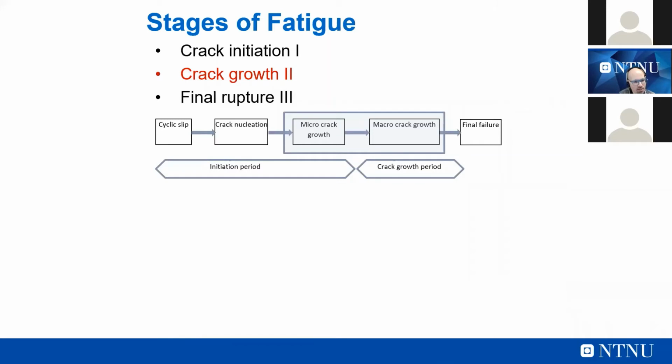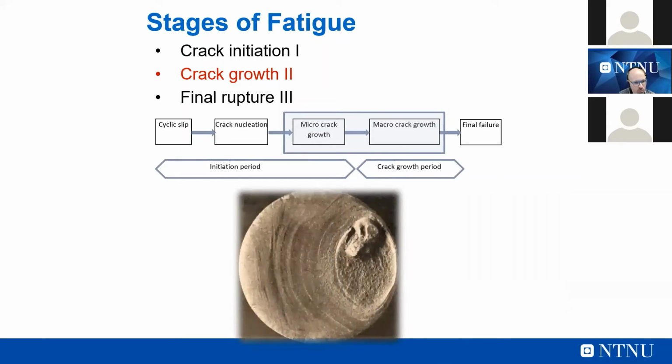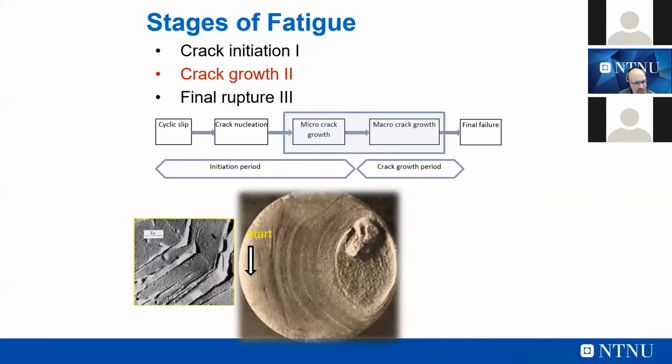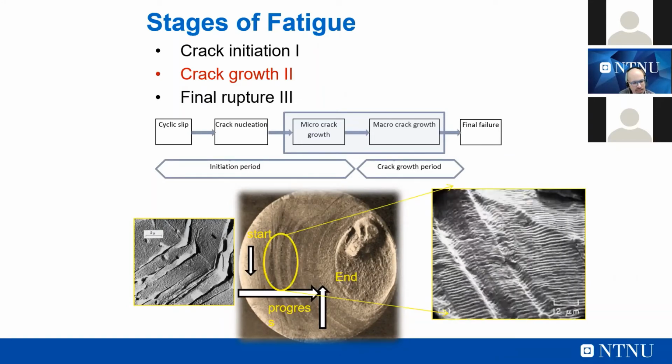So as I have discussed before, we have crack initiation, crack growth, and final rupture of your component. And here is an example of a crack that is starting from the component. After that we have the progress of the crack and the end of the crack. And at the beginning, the benchmarks that are typical of crack propagation due to cyclic loading.